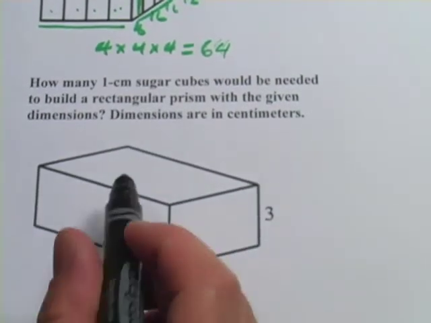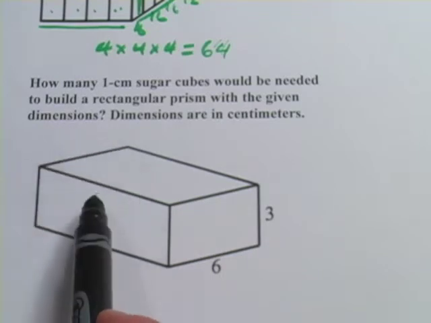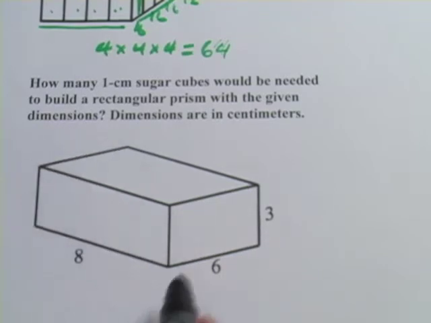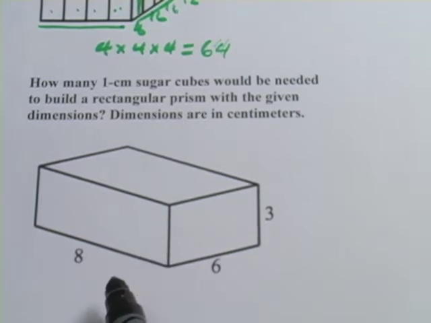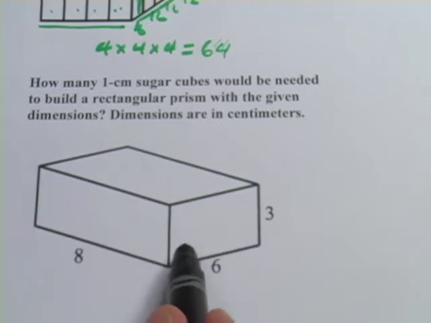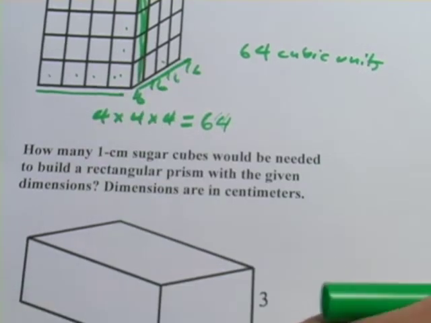All right, this one says, how many 1 centimeter sugar cubes would be needed to build a rectangular prism with the given dimensions? Dimensions are in centimeters. So really, this is asking what is the volume of this in cubic centimeters. Filling this up with 1 centimeter sugar cubes would make it look a lot like this.